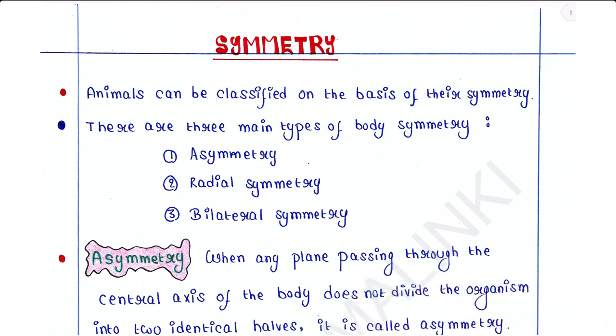So in the animal kingdom, if we talk about the basis of classification, there are different factors based on which animals are classified into different phyla. Among them, body symmetry is an important one. So, there are three main types of body symmetry: asymmetry, radial symmetry and bilateral symmetry. We will talk about them one by one.